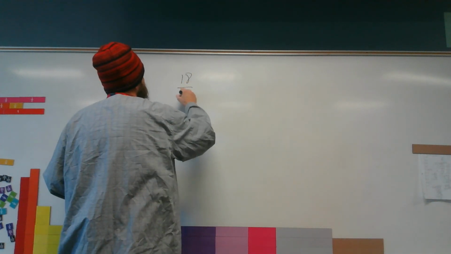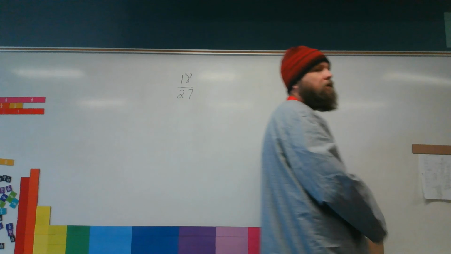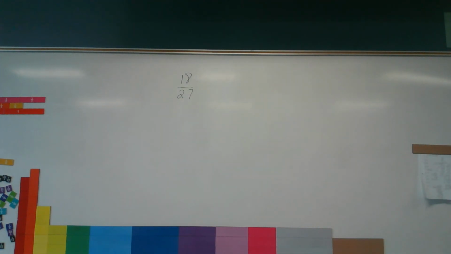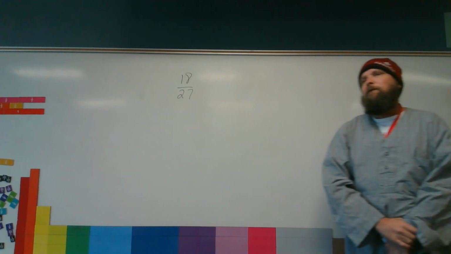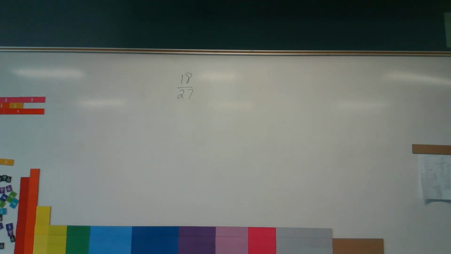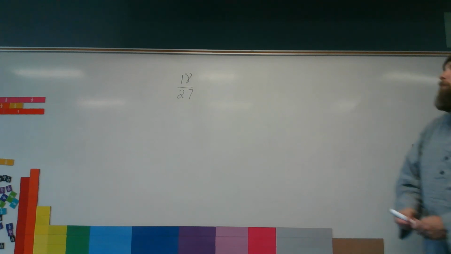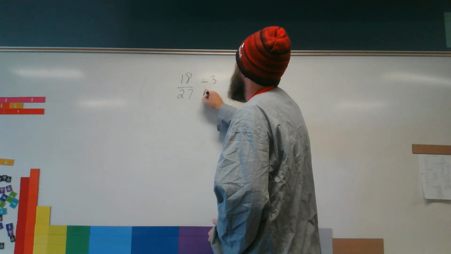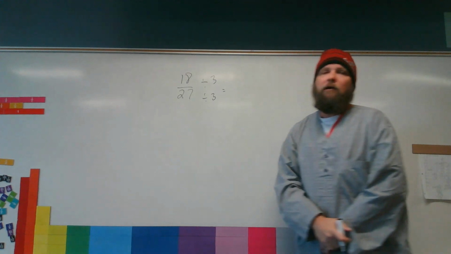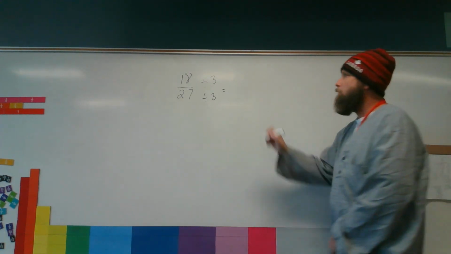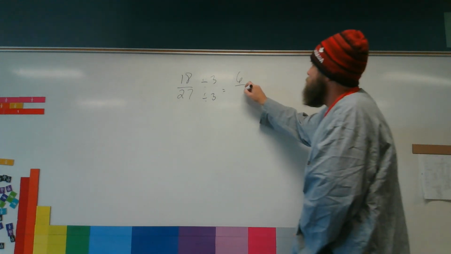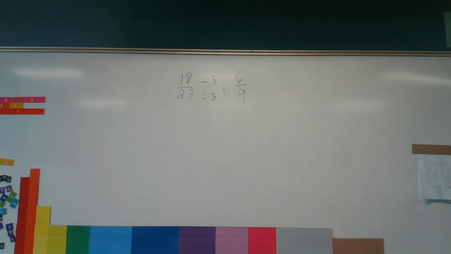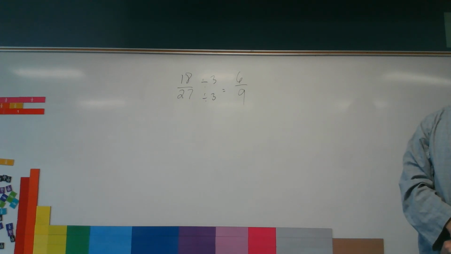18/27. Let's think of some. Let's go with Ilaria. Give me a factor. Just give me something that'll divide into both 18 and 27. 3. 3 will divide into both 18 and 27. Okay, so Ilaria, what is 18 divided by 3? 6. And what is 27 divided by 3? 9. Ilaria, can you think of any other numbers besides 1 that'll divide evenly into 6 and 9?